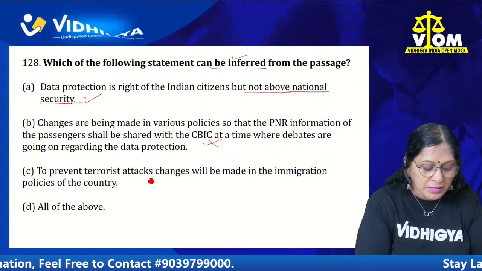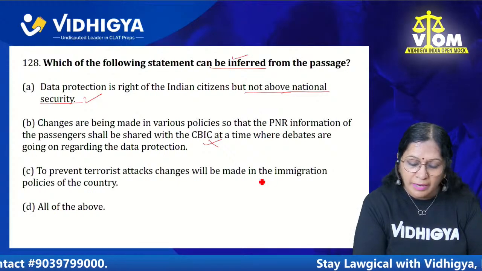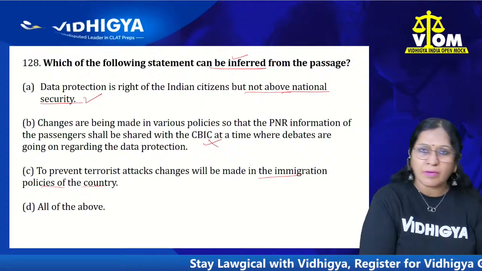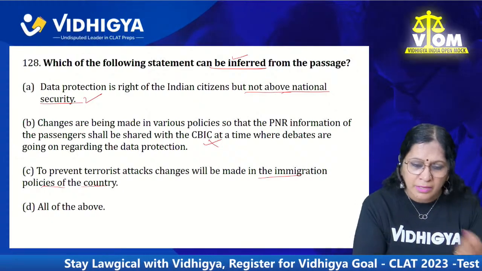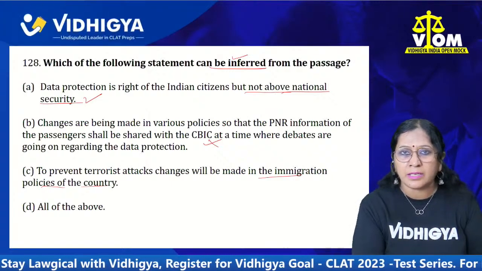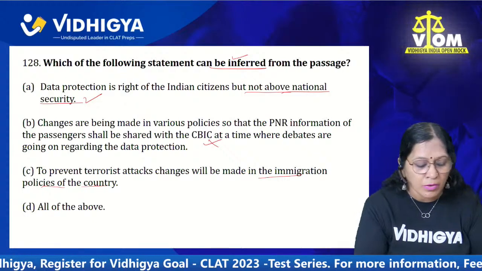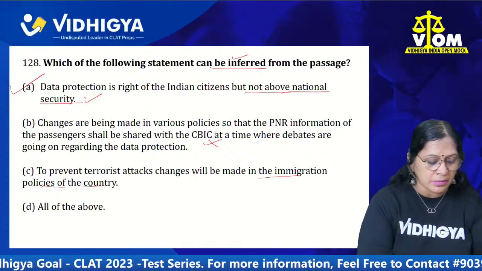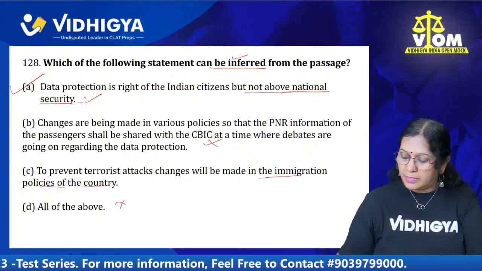To prevent terrorist attacks, changes will be made in the immigration policies of the country. Can we talk about the immigration policies? Not necessarily. Why? We can't infer this because there was no groundwork given there, nothing implied, nothing hinted in the paragraph about the immigration policies. So it cannot be inferred. So yes, you have A as the answer, and D is also incorrect. Right?